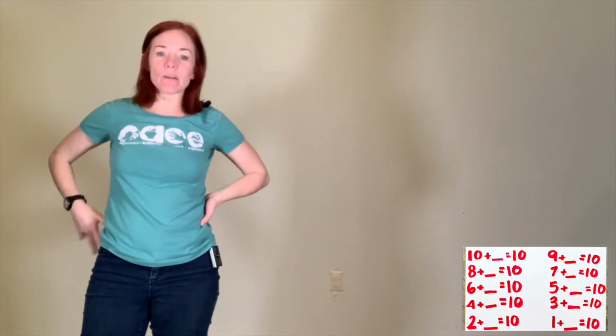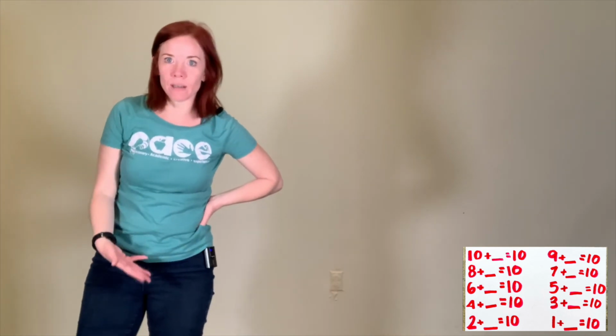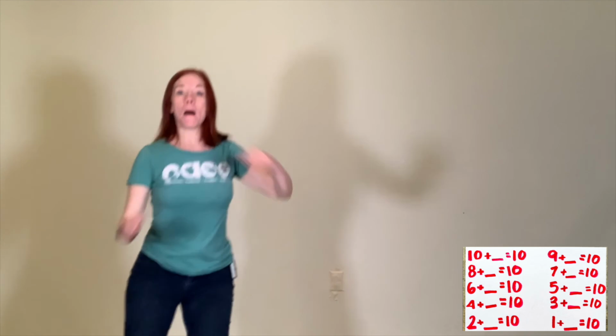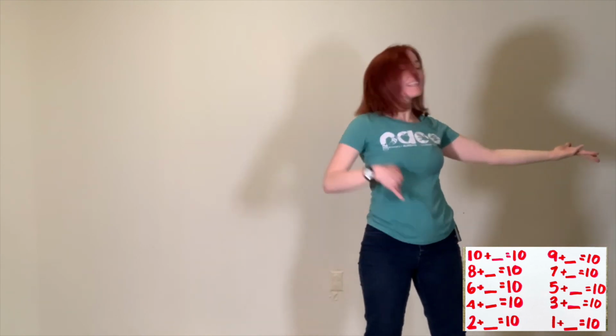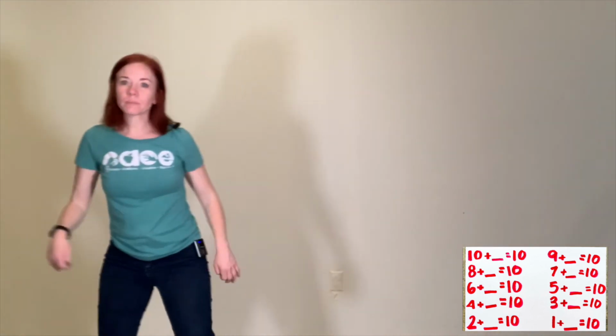Okay, let's try one that's a little bit harder. Let's do 2 plus what equals 10. Okay, so we start off with just 2 moves, right? 1, 2, plus what equals 1, 2, 3, 4, 5, 6, 7, 8, 9, 10. All right, let's see. 1, 2, let's complete our phrase. So we'll count these numbers.